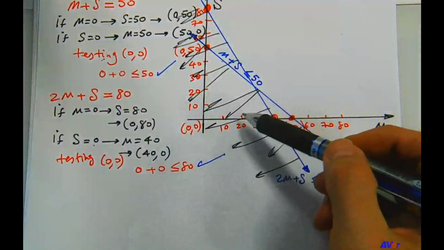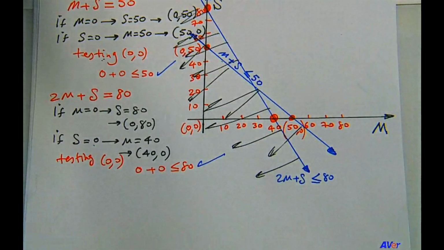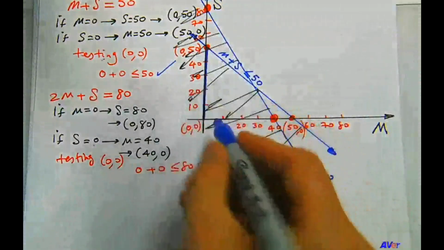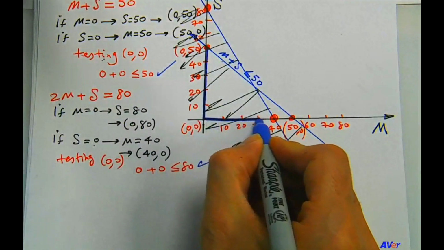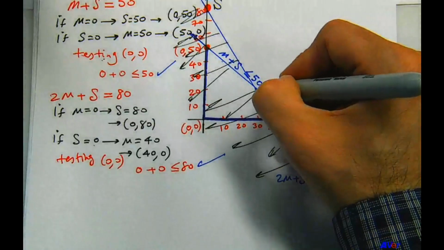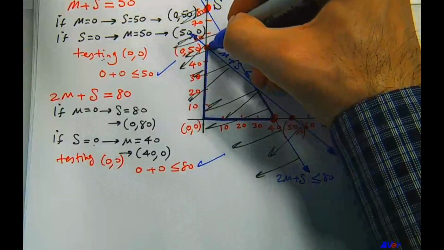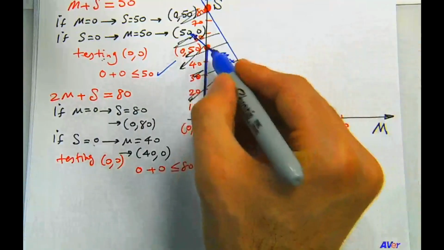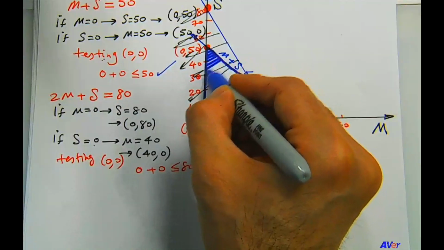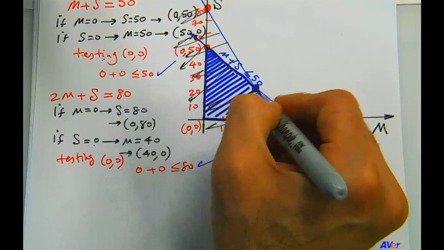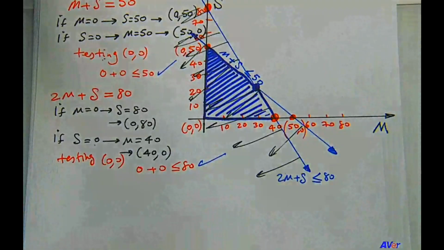Okay, so we also know that m and s have to be greater than or equal to 0. So we cannot go to the left of this line because that's when m would be negative. And we cannot dip below this line because that's when s would be negative. So our solution region is right there where we have overlap of individual solutions. And let me make the shading darker here. Right? That's the solution region.